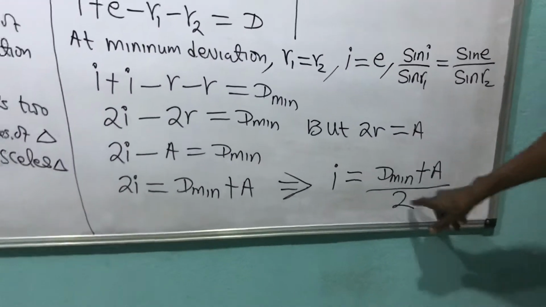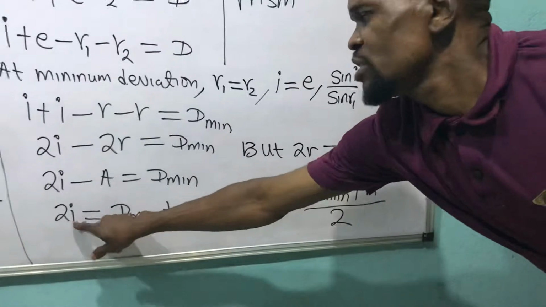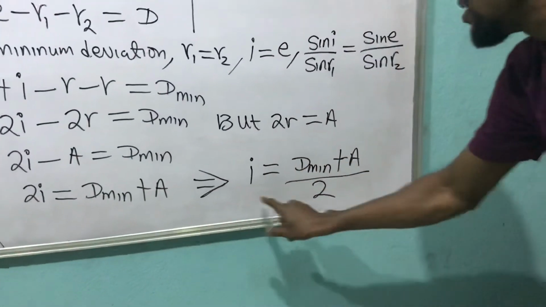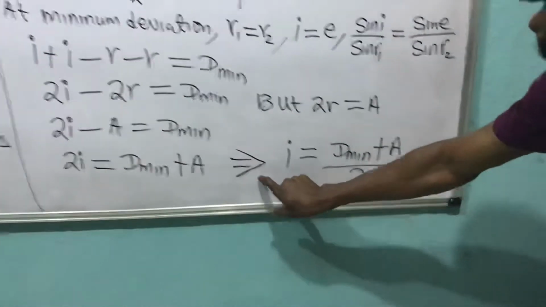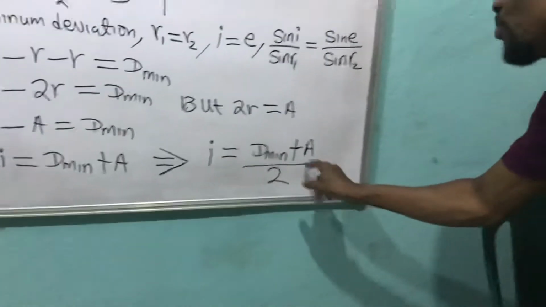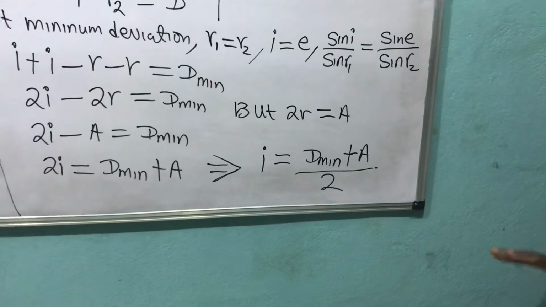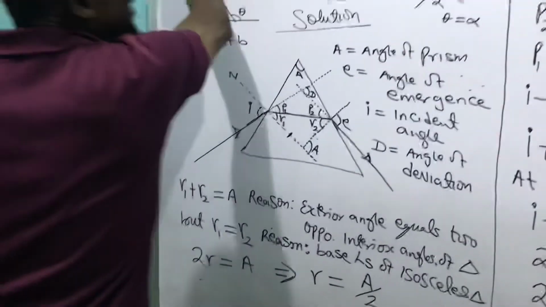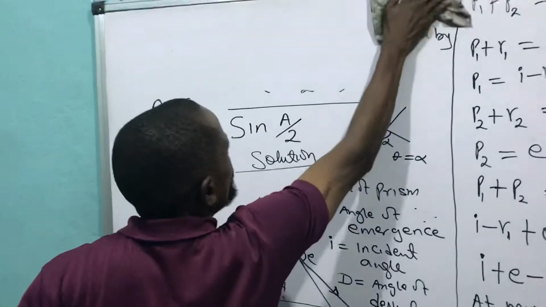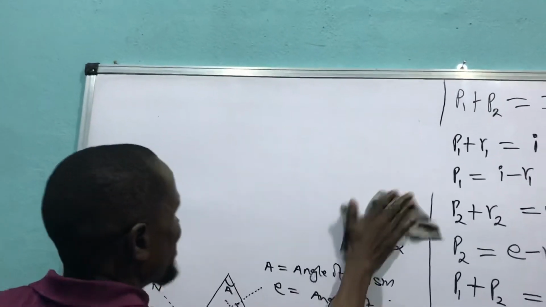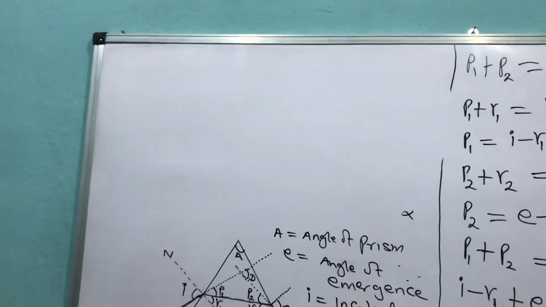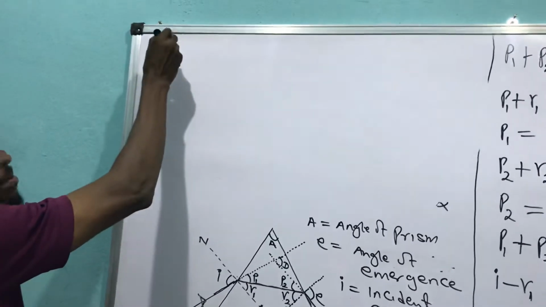I think you get it right. From this, I make this the subject of the formula. The 2 will come and divide this. That's what I mean by imply. This implies that I is equal to D minimum plus A, divided by 2. That's it. Then now, let's go back. Can I claim this? I cannot claim to complete it here, because we have not yet arrived at what we were asked to do.